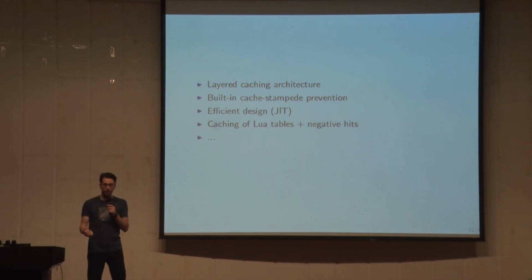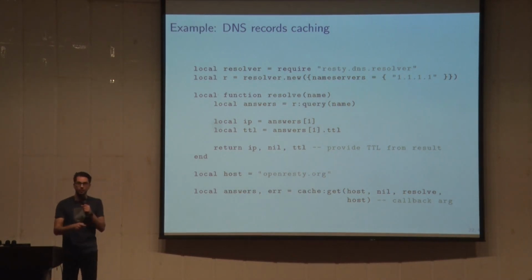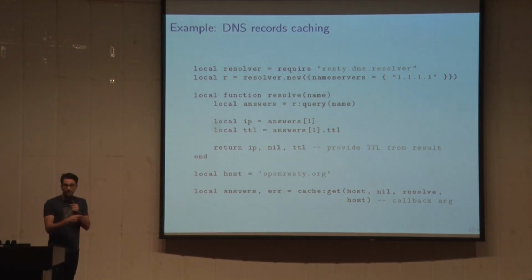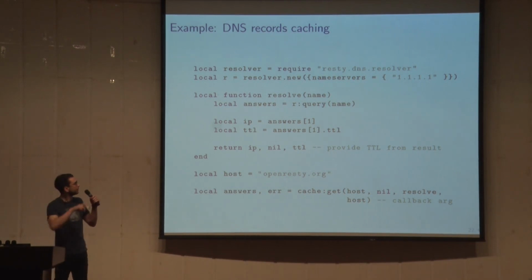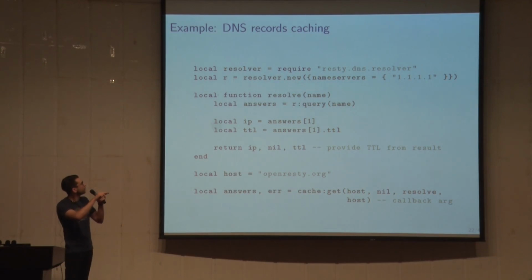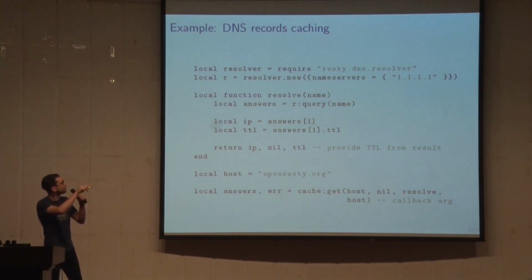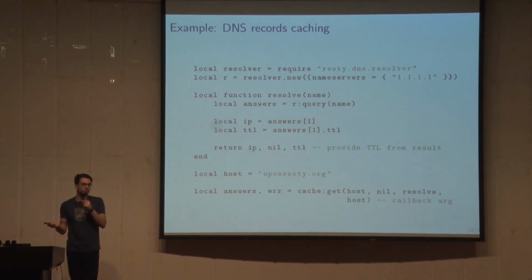Okay, let's keep going. Second example. Let's do something very neat: DNS records caching. This example is very interesting. So it follows the same model. We use the OpenResty DNS resolver library that's bundled with OpenResty, and we allocate a new resolver, and we eventually have a resolve function, right? This is pretty standard.